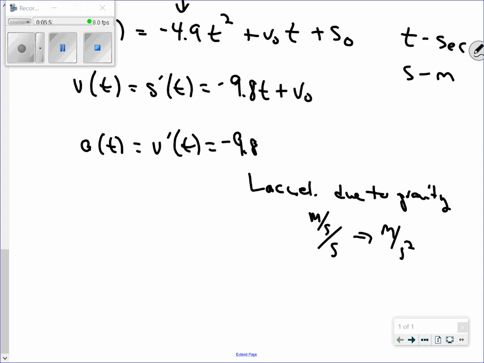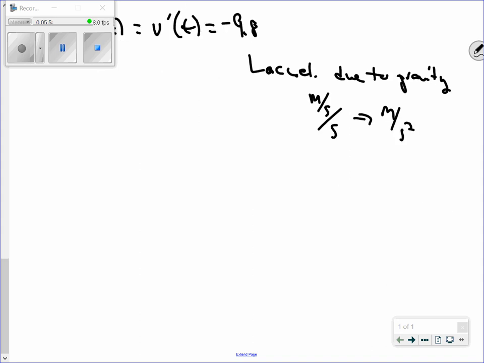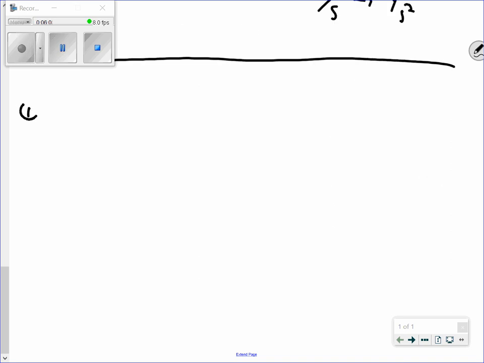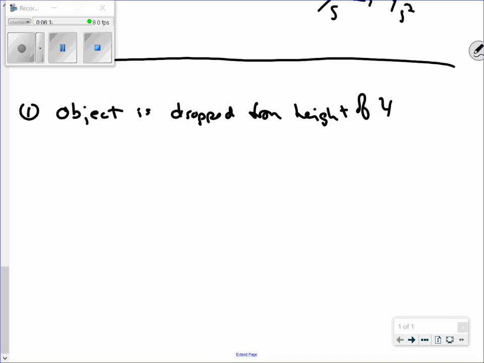All right. So how are you going to see this in calculus? Let's just look at a couple of possible scenarios. An object is dropped from a height of 40 feet. I'm not going to answer a question right now. I just want to see what information is given in this problem.